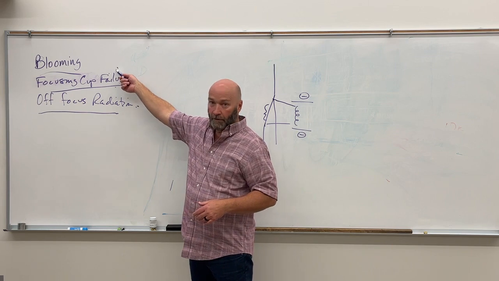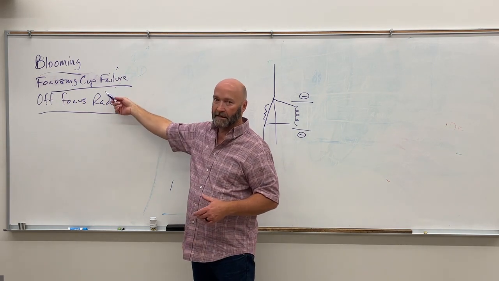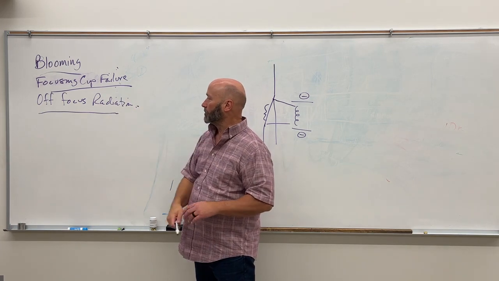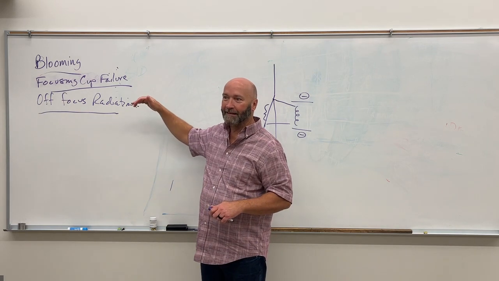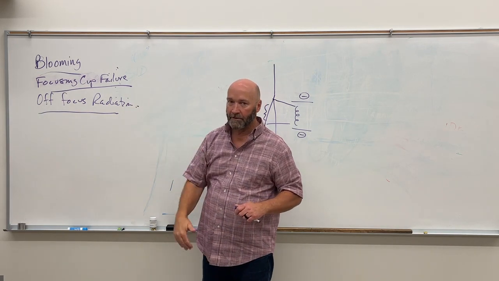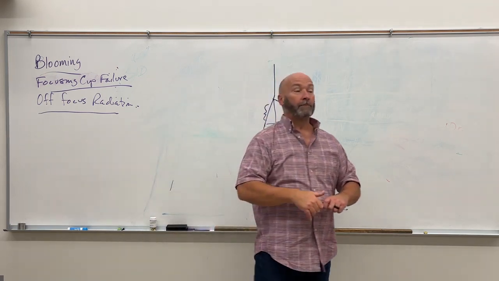Lower MA and short prep times combat that. You can't really do anything about focusing cup failure. That's a type of tube failure, really not related to heat. And then off-focus radiation, you can't do a whole lot about that in its creation, but you can do something about it in its emission from the collimator housing. We'll talk about that later on. So hopefully that's all.